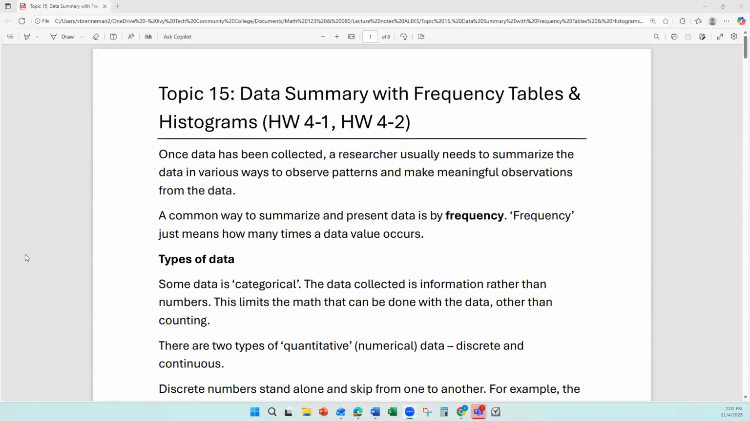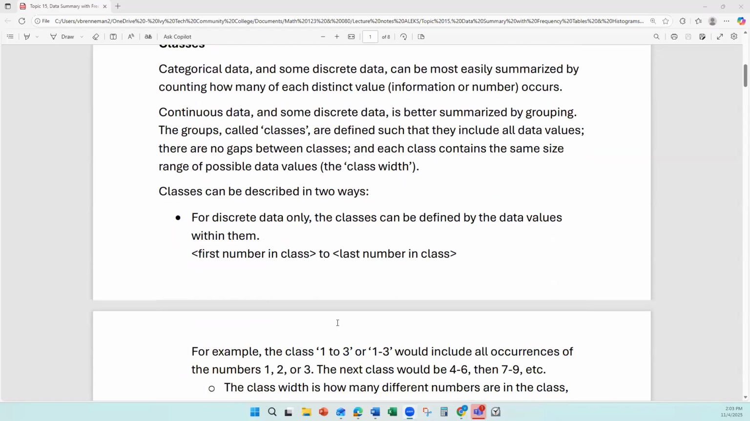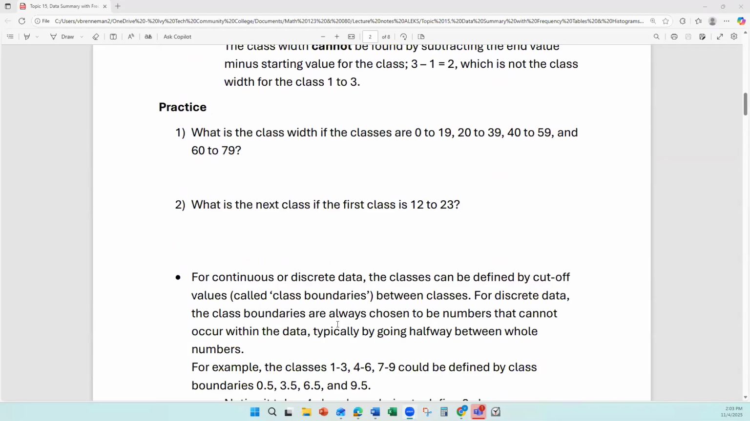All right, this video is over questions number 1 through 4 from topic 15, looking at summarizing data, but starting with looking at types of data and creating classes. So data can be categorical, which means it's not numbers, or it can be numeric. Quantitative is the word for that. Quantitative data is often divided into classes.